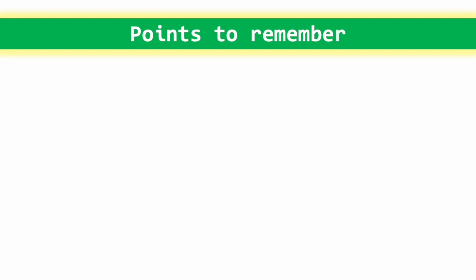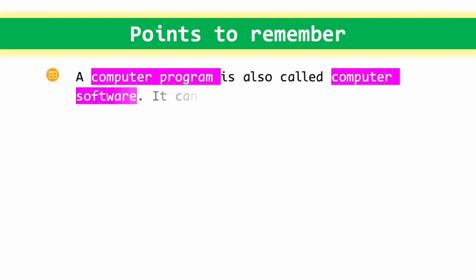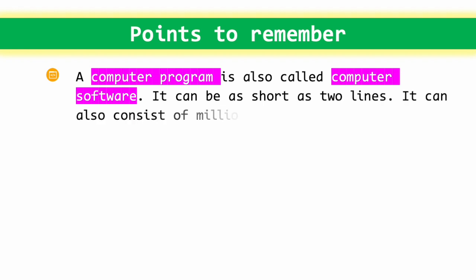Here are some points to remember. A computer program is also called computer software. It can be a short program of one or two lines. It can also consist of millions of lines of instructions.